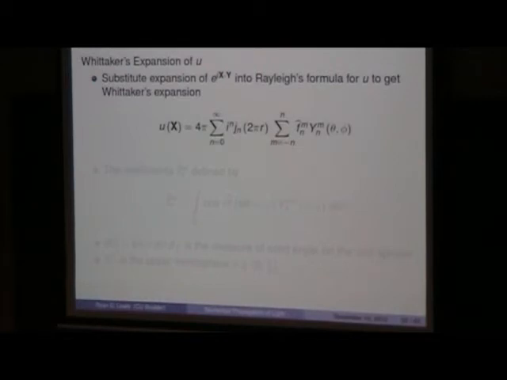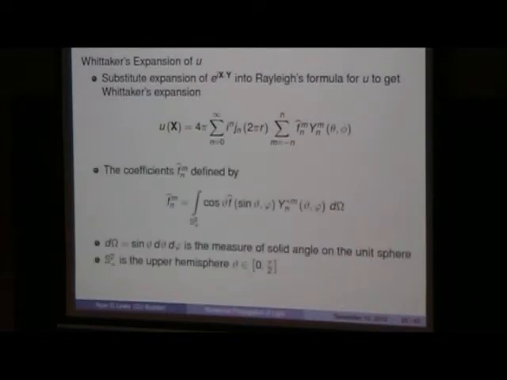So if we substitute that expansion into the Rayleigh-Sommerfeld integral, you wind up with Whittaker's expansion of the field. So now, instead of writing the field U as this integral, it's rewritten as a sum involving the spherical Bessels and the spherical harmonics. These coefficients f hat and m come from your boundary data. So what you do is you take the propagating part of the Fourier transform of your boundary data, f hat, and you project it onto the upper hemisphere of the unit sphere, and then you integrate that function against the spherical harmonics on the upper hemisphere. So that's what that integral says in words.